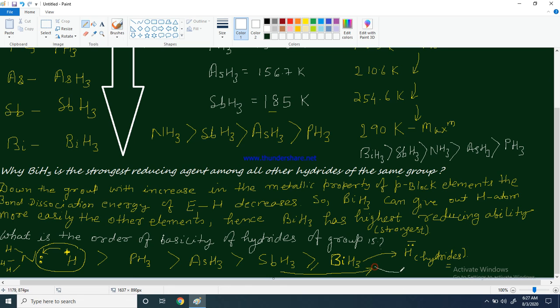They don't prefer to take H plus. Rather they prefer to give out hydride. Hence, hydrides are stronger reducing agents down the group, and they have low basicity down the group.